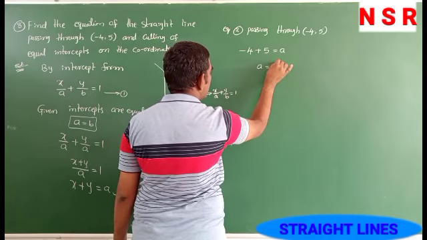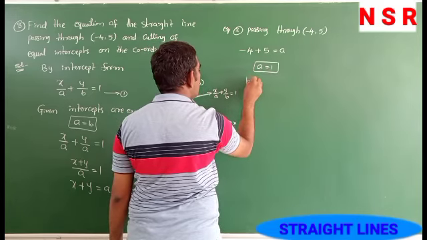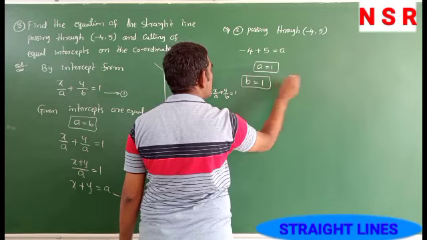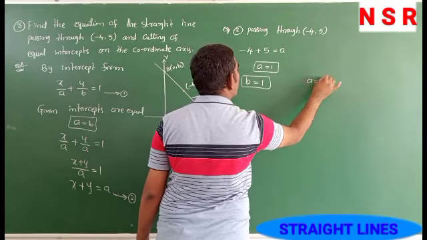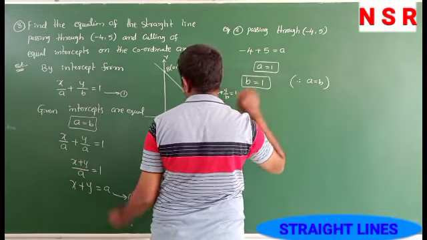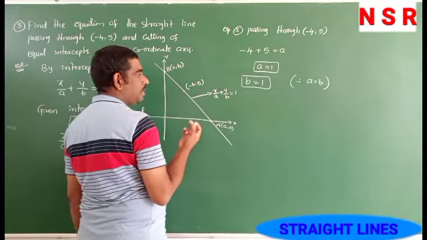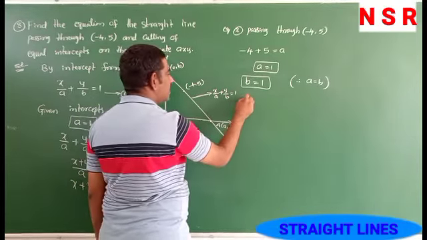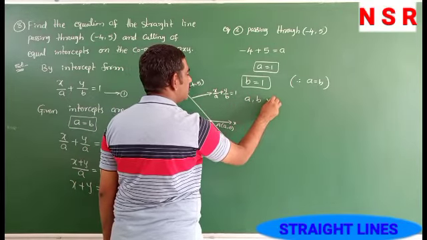Now A value equal to 1, then B is also 1. Why? Because A equal to B. So that's why A value is 1, B value is 1.